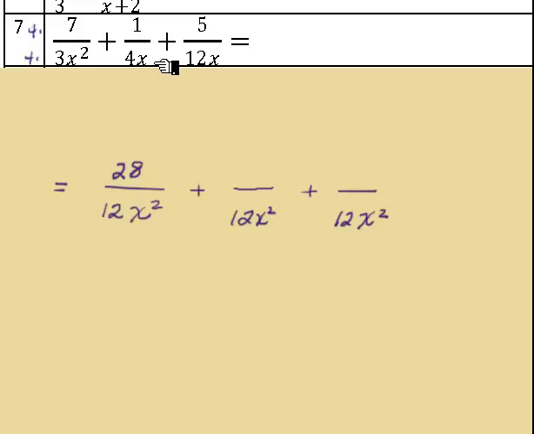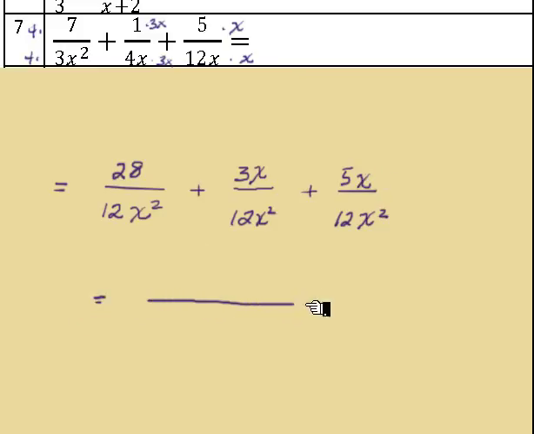The second fraction, we have to multiply numerator and denominator by 3x to get that 12x squared. Okay, so we're multiplying by 3x. So this numerator is 3x. And we have to multiply the last fraction, top and bottom, by x. So here we have 5x.